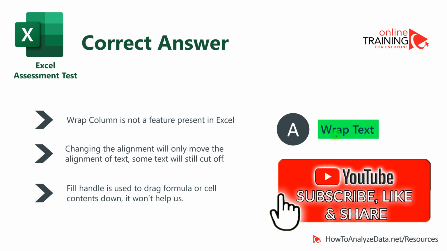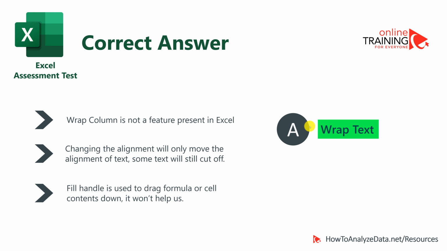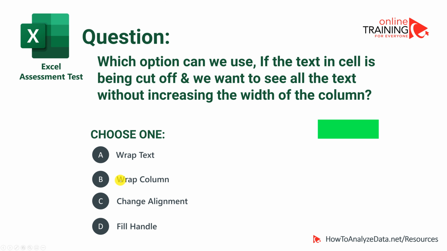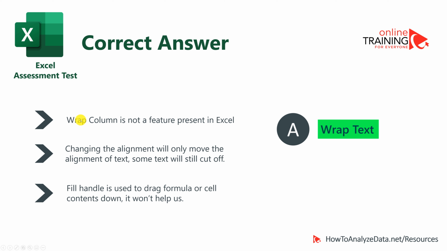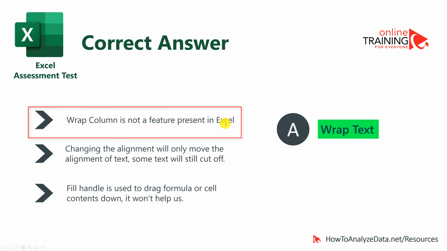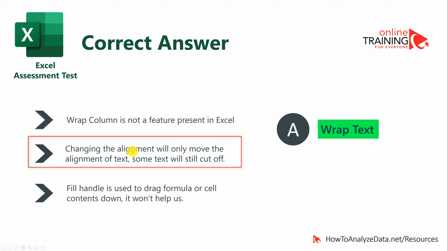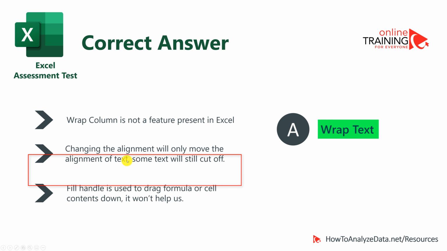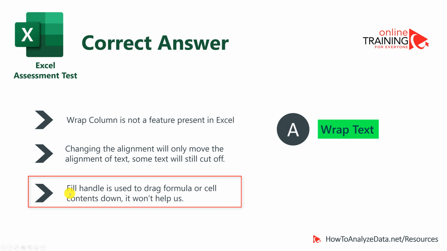And let's look at other choices that have been presented here in the questions: wrap column, change alignment, and then fill handle, and why they're not the right choices. So wrap column is not a valid feature in Microsoft Excel, and then changing the alignment will only move the alignment of the text, and some text will still be cut off. And then fill handle is used to drag formulas or cell content down, and it's not going to help us.